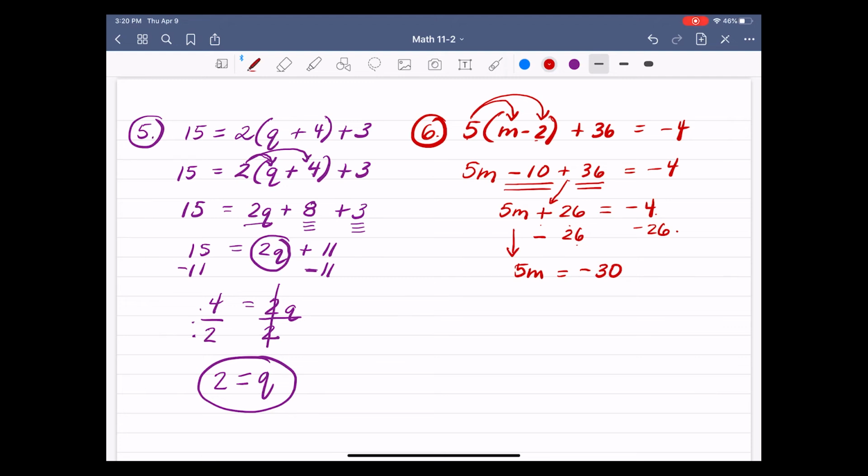Now we want to solve for m. M is being multiplied by 5, so the inverse operation is divide by 5. If we divide the left by 5, we have to divide the right by 5. 5 divided by 5 is 1. 1 times m is m, equals negative 30 divided by 5, which is negative 6. So our answer for number 6 is m equals negative 6.